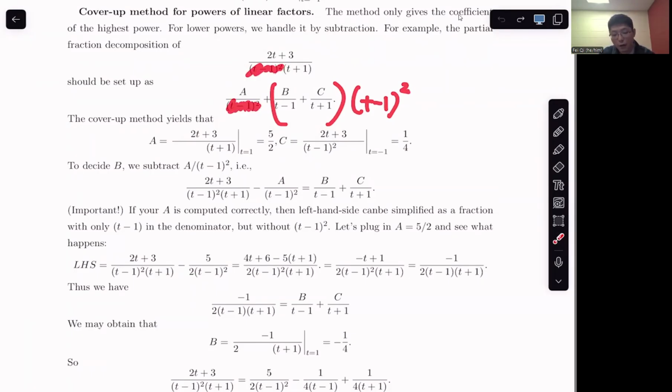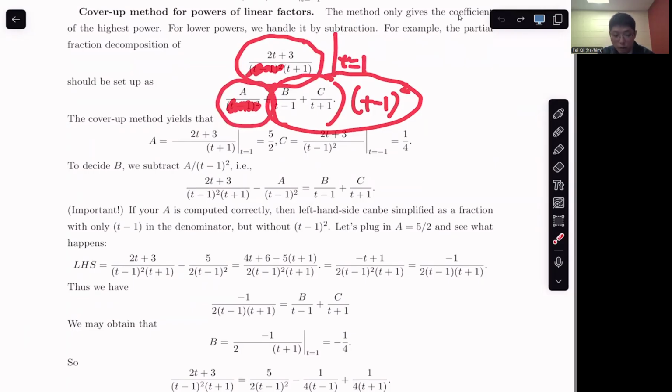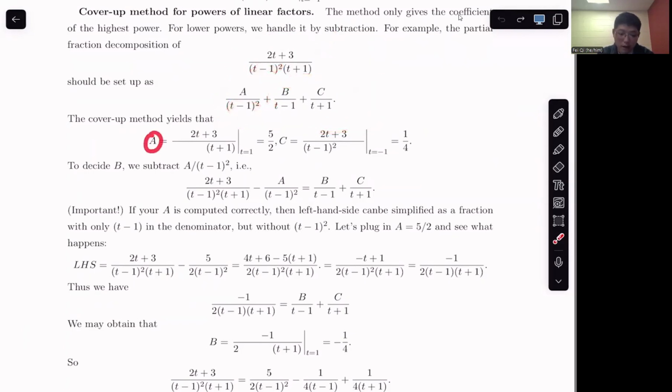So then if you evaluate t equals 1, what we are getting is simply going to be these. So these two guys will basically vanish, because once you evaluate t minus 1, t equals 1. What remains on the left-hand side is this guy evaluated at t equals 1, and what remains on the right-hand side is simply A. So that's how we can tell that A is precisely (2t plus 3) divided by (t plus 1) evaluated at t equals 1, and the answer will be 5 over 2.